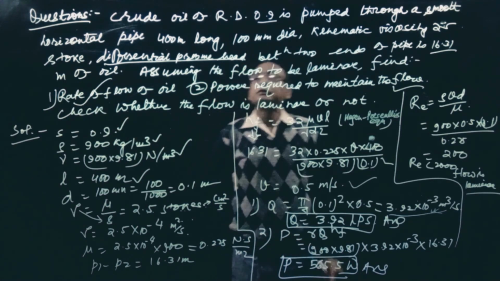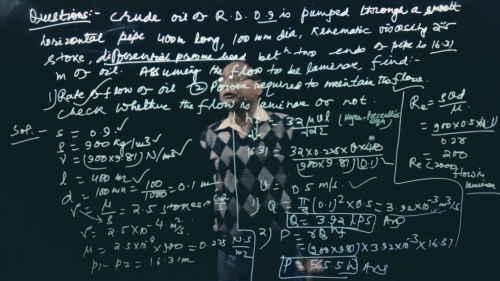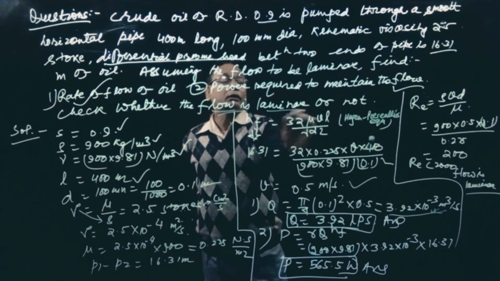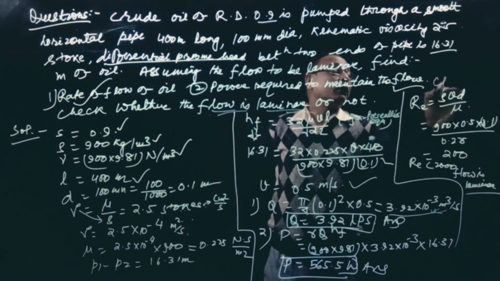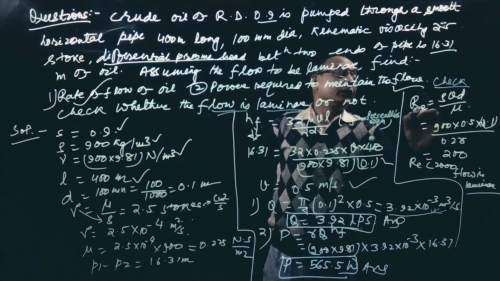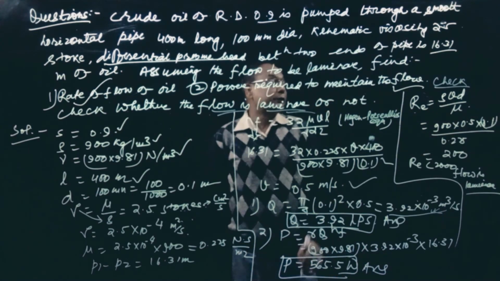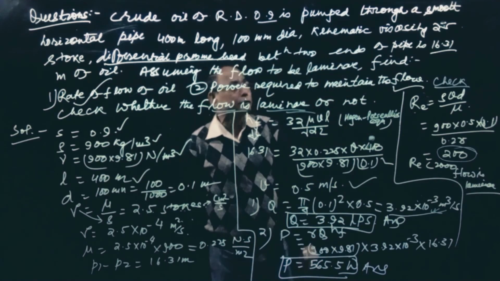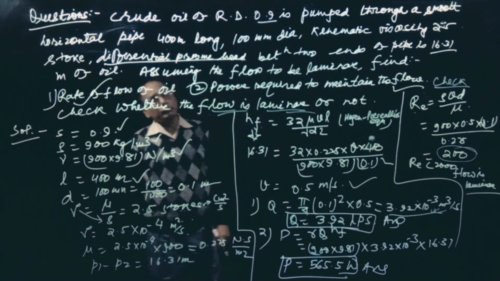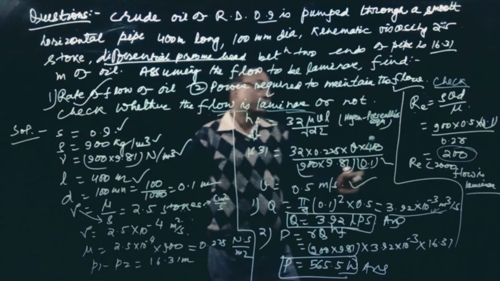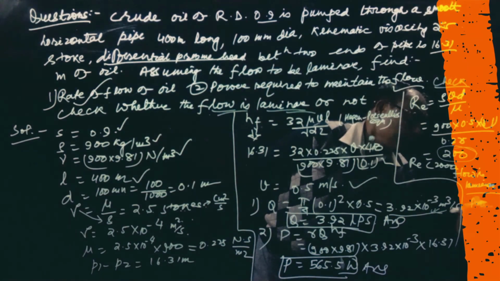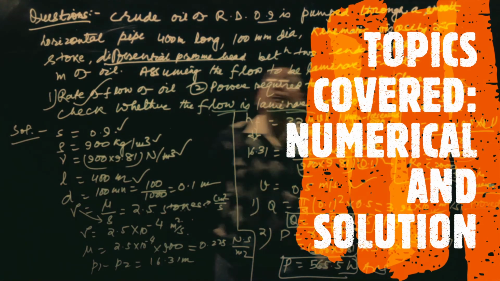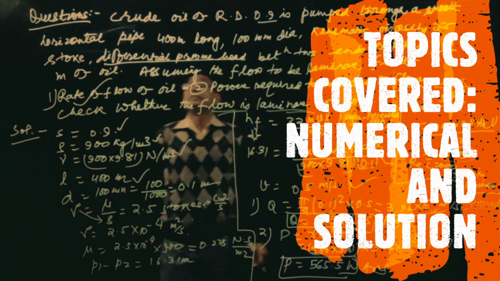Now in this question it has also been said to check whether the flow is laminar or not. To check this, we use the formula Re is equal to rho Vd by mu. Substituting the values, we get 200. Since this value is less than 2000, we can conclude that the flow is laminar. So we have solved the numerical. The rest of the questions I will solve in the next chapter. Thank you.